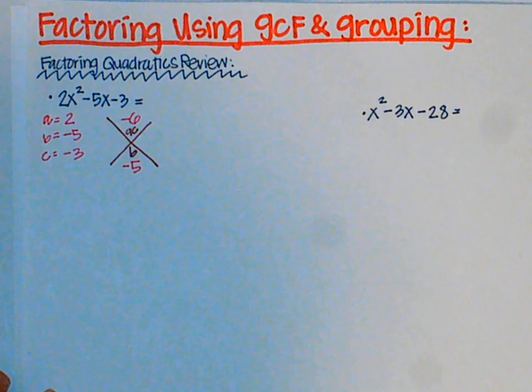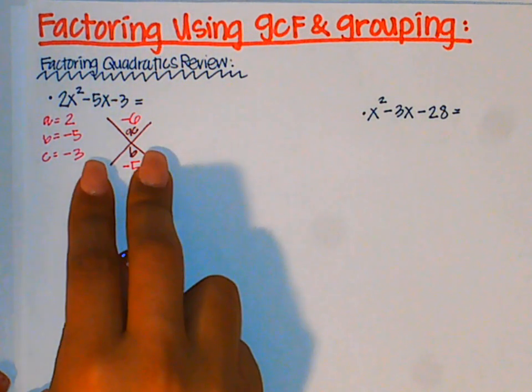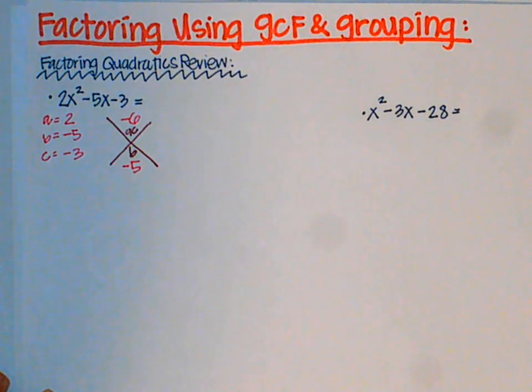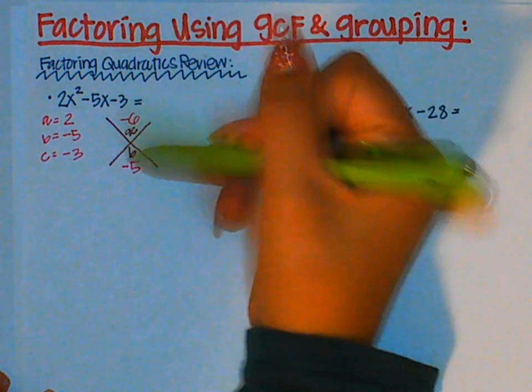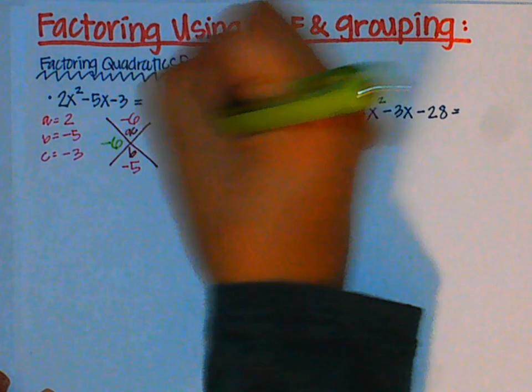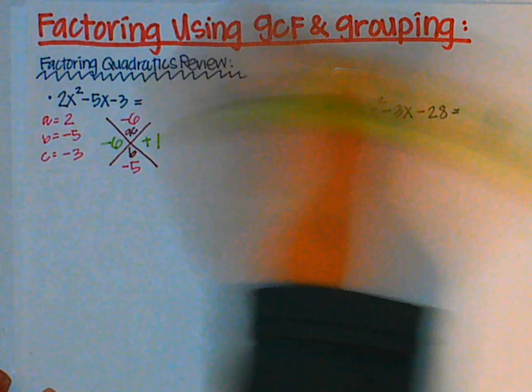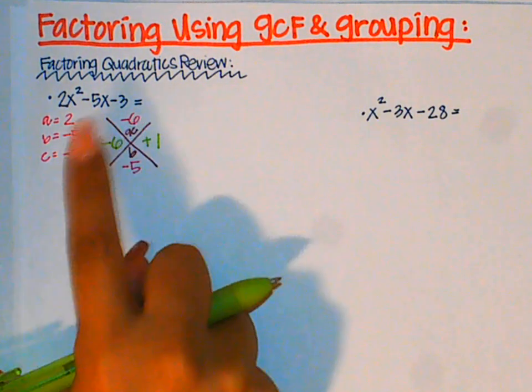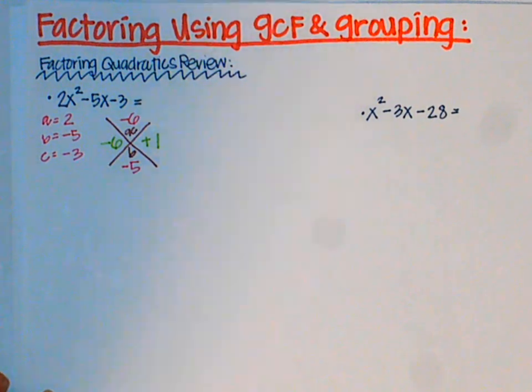Now, I know that these are going to be opposite signs because the product is a negative, and the only way to get a negative product is when one is positive and one is negative. So since I need a -5, I'm going to say this is -6 and +1. -6 times +1 gives me the -6, and when I add these two, it gives me my -5.